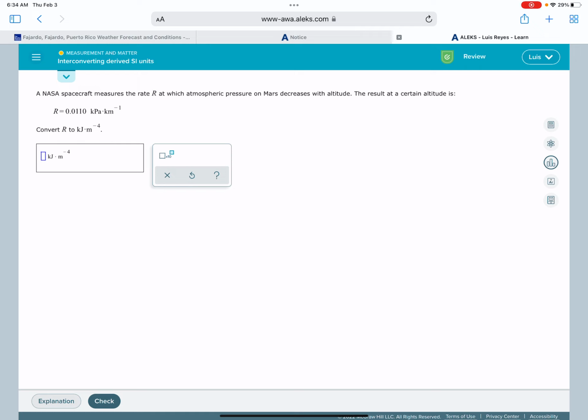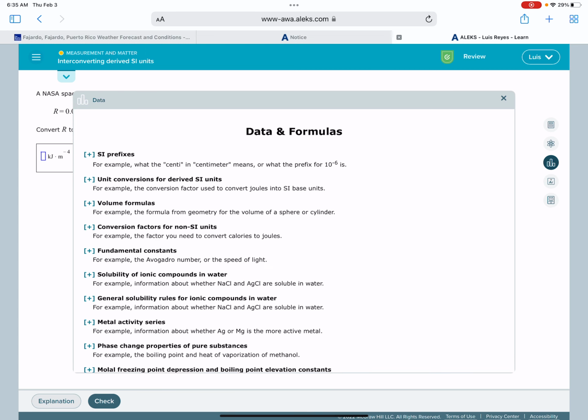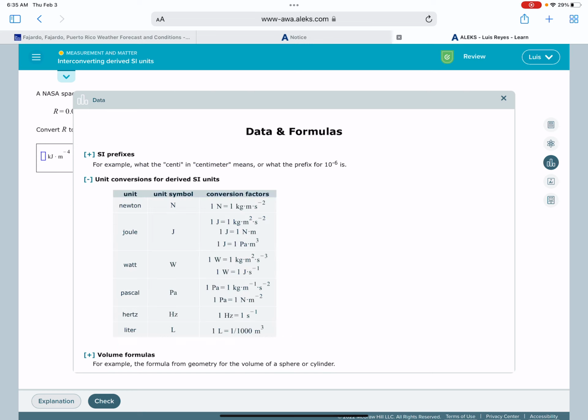So if you go to ALEKS and you click on the bar on the right side, the one with the circle, click in there, and that's gonna bring you to the different units that you have. So it's gonna bring you to this listing, and then you're working with derived units. So click on the second one, and you're gonna see that the joules can be related to the Pascal.